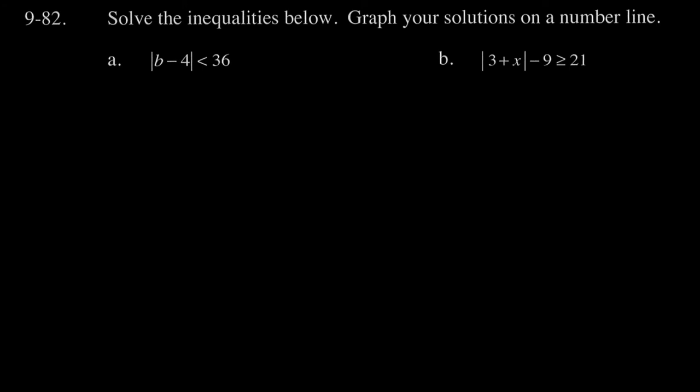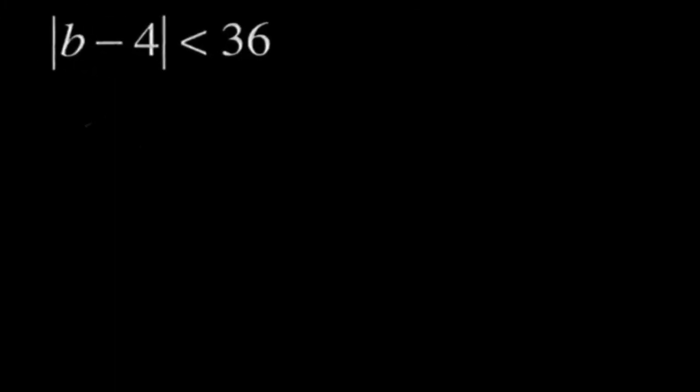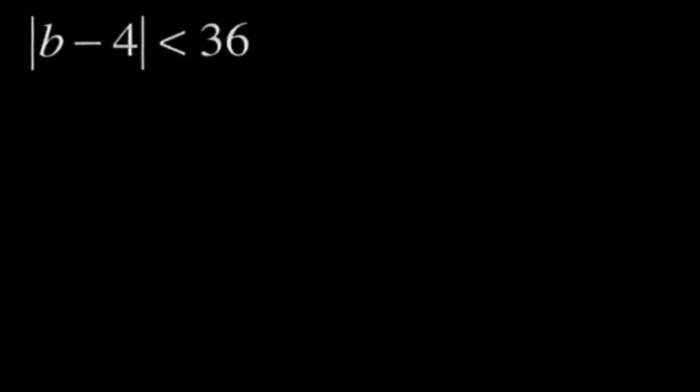We're going to look at question 82 from chapter 9. The instructions say solve the inequalities below, there are two of them, and graph your solutions on a number line. So in this first case, for A, we have the absolute value of something is less than 36.